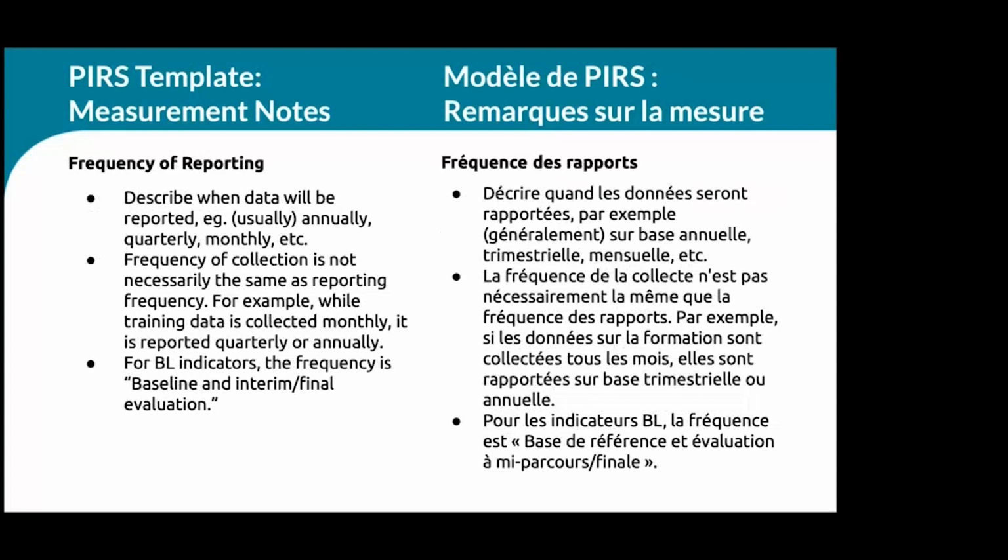And frequency of reporting, which may not necessarily be the same as the frequency of data collection. So for example, if training data is collected monthly because there are monthly trainings, it may only be reported quarterly or annually. And for baseline end line indicators, the frequency would be at baseline and final evaluation.